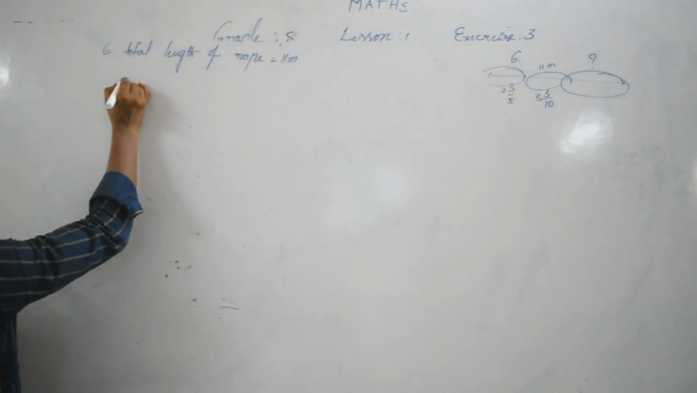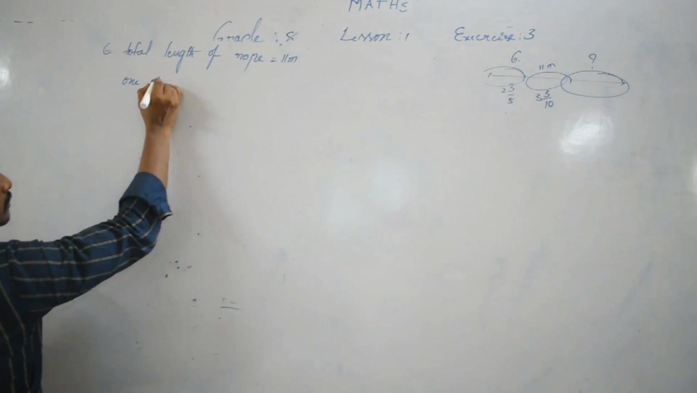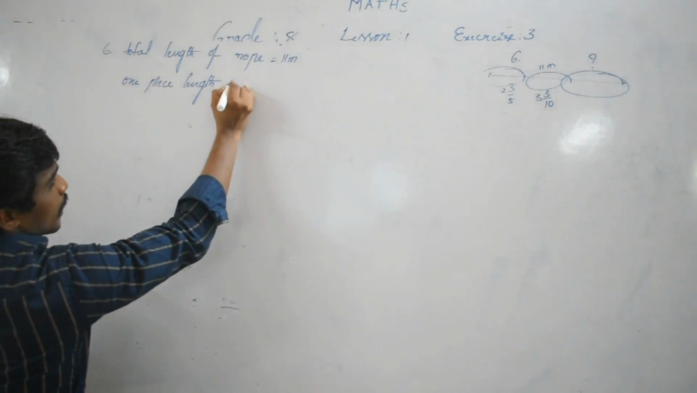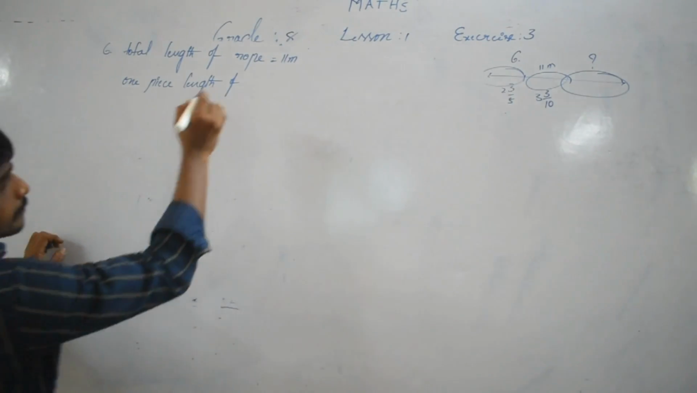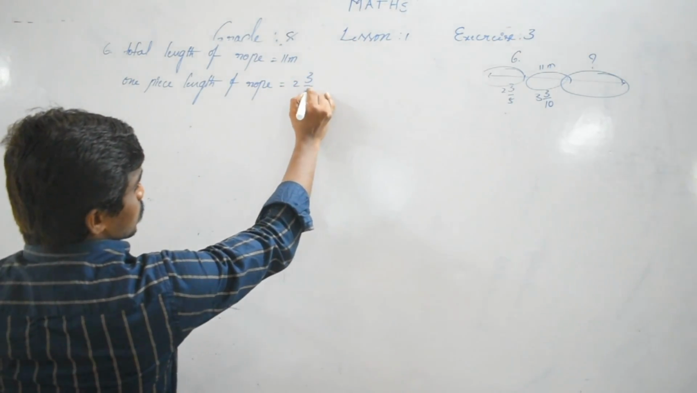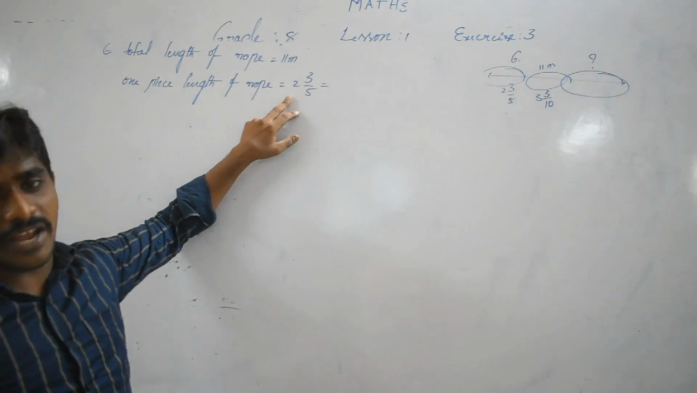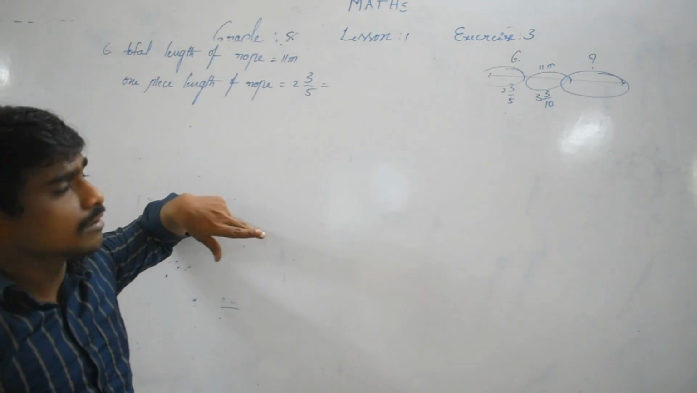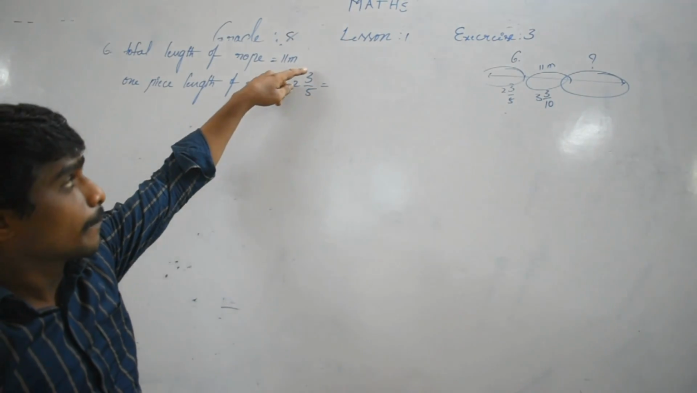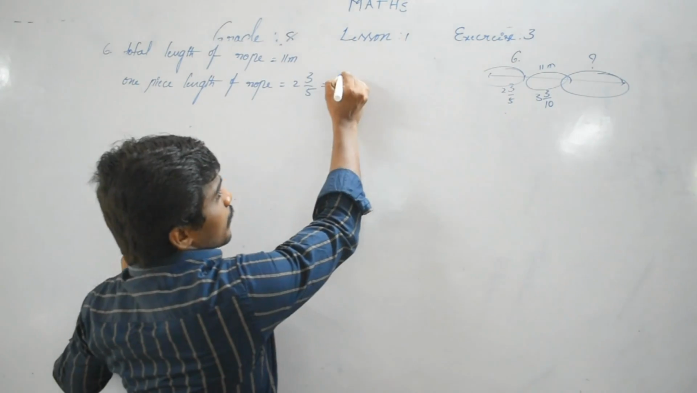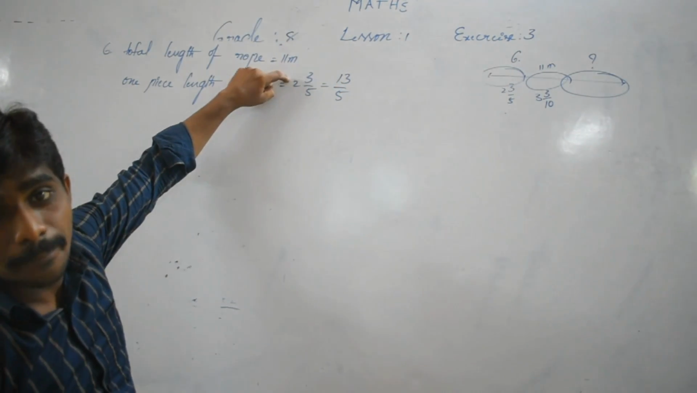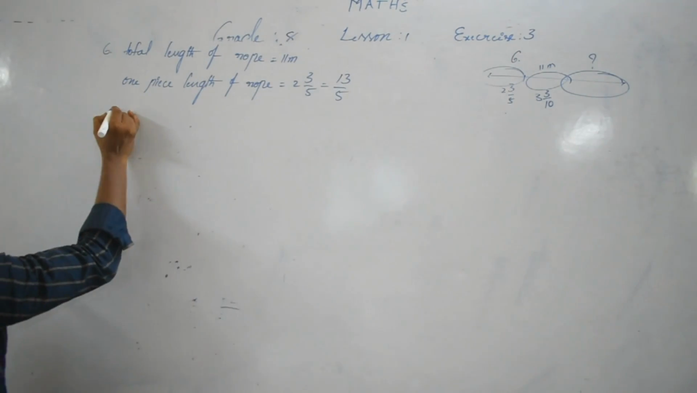So one piece, length of rope: 2 3 by 5. This is a mixed fraction. This one we convert to improper fraction. 5 2s are 10 plus 3, 13 by 5. Next one.